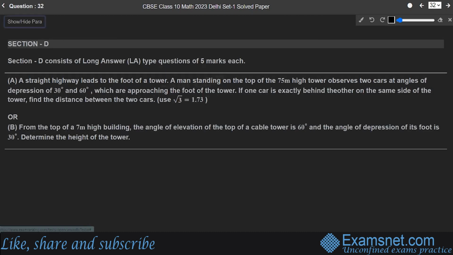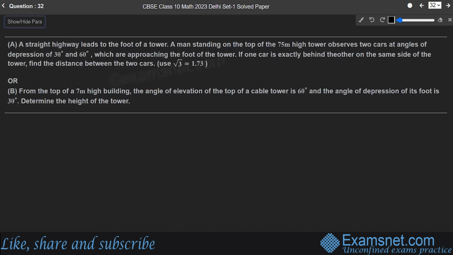Now, what says the 32nd question? There are two parts of it. Okay, the first part: a straight highway leads to the foot of a tower. A man standing on the top of the 75-meter high tower observes two cars at angles of depression of 30 degree and 60 degree. So let us make it. Straight highway leads to a tower. Let us make the tower.